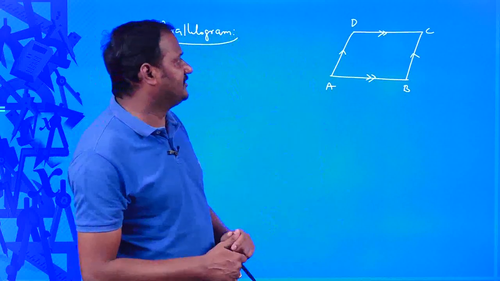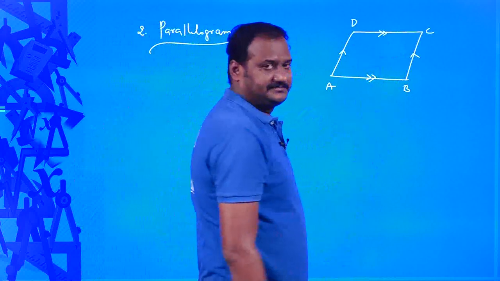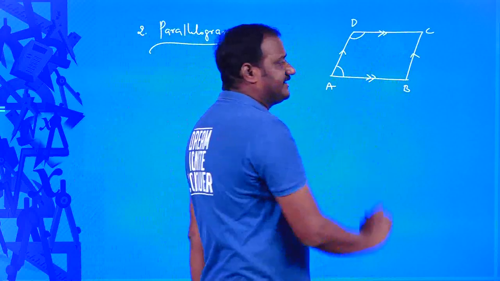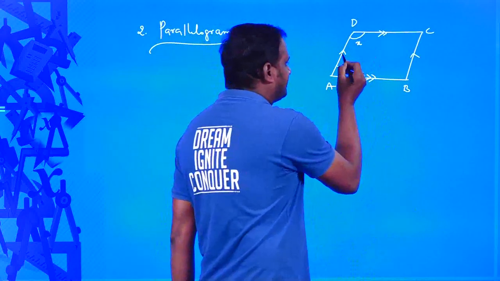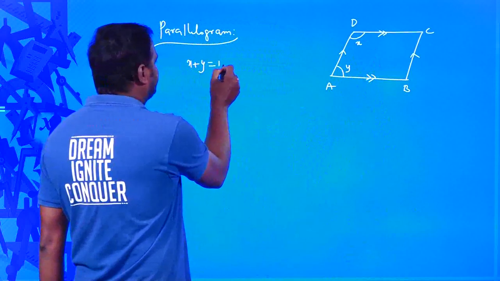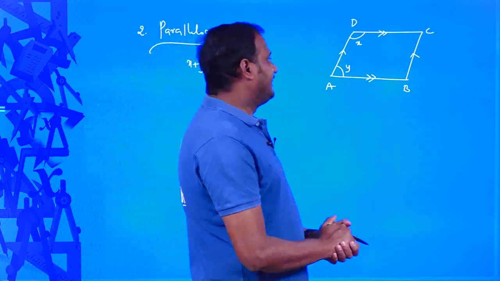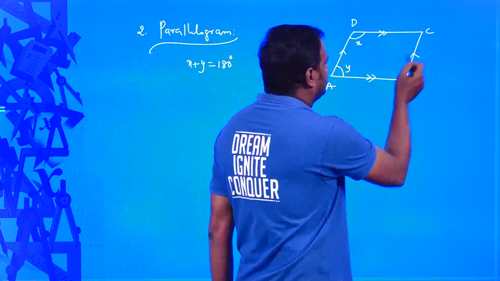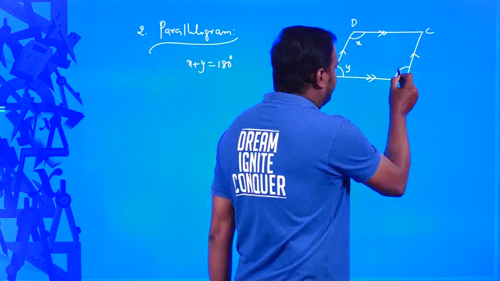So, in this parallelogram, let us try to understand. See, these two are parallel, so these two angles are said to be co-interior angles. Since these two are co-interior, let it be x and let it be y. Okay? Can I say that x plus y is equal to 180 degrees? Correct? Okay, fine. And then let us see, these two are also parallel, right? These two are also parallel and these two are also parallel. If these two are parallel, let it be some z.